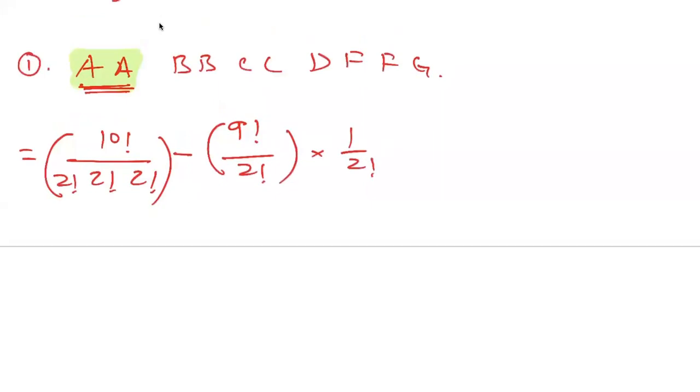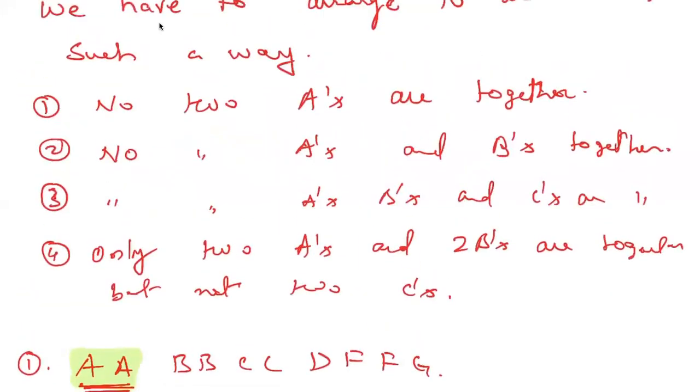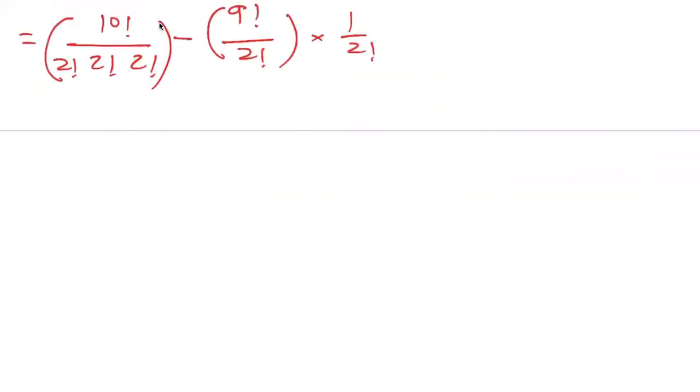So that is the first one. Second, no two A's and no two B's are together, right? See, AA, BB, CC, D, E, F, G.